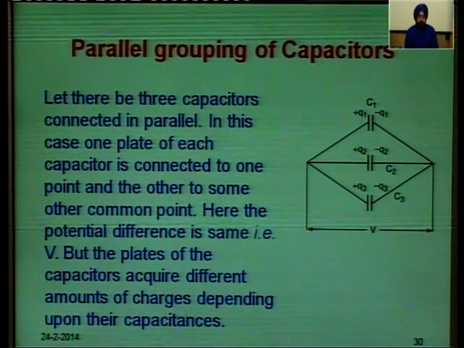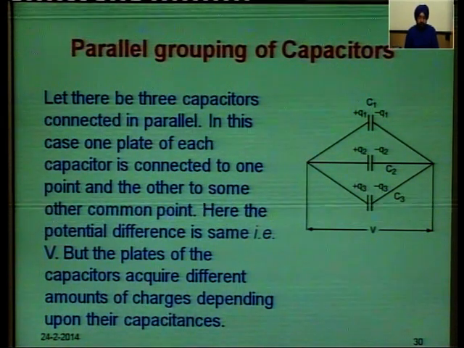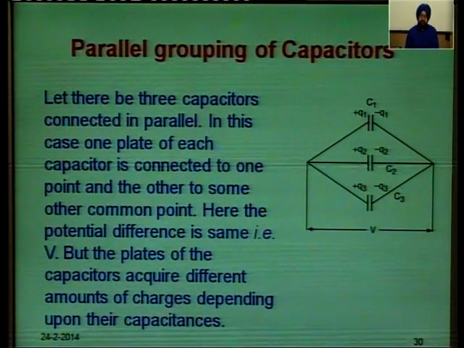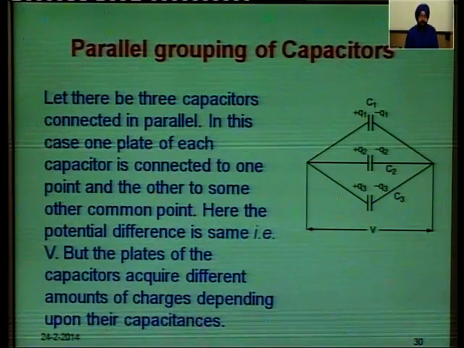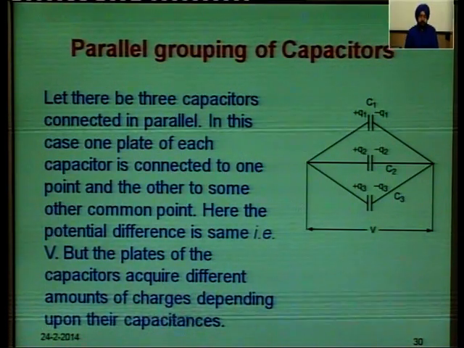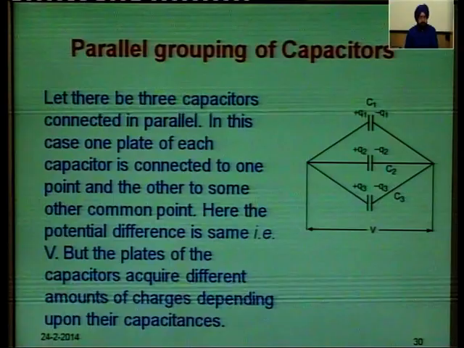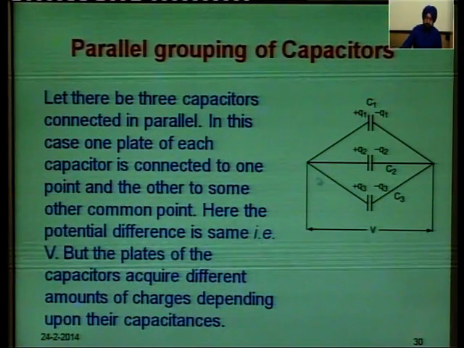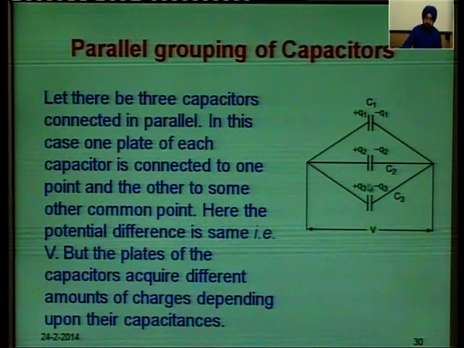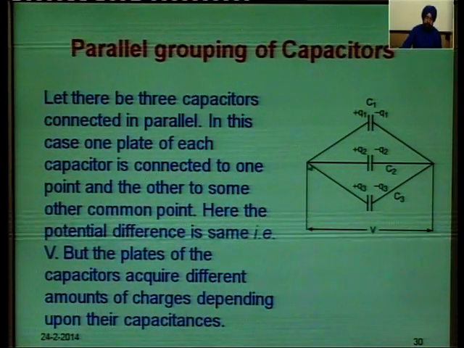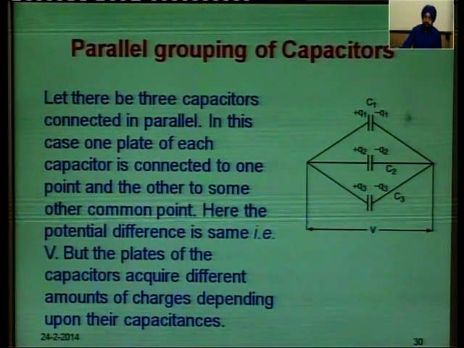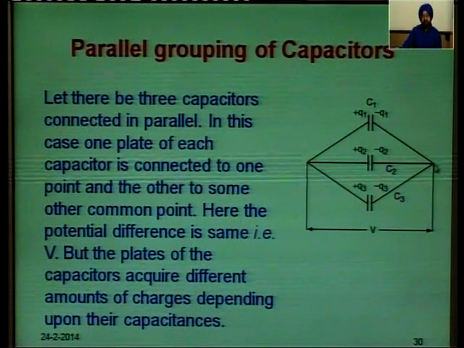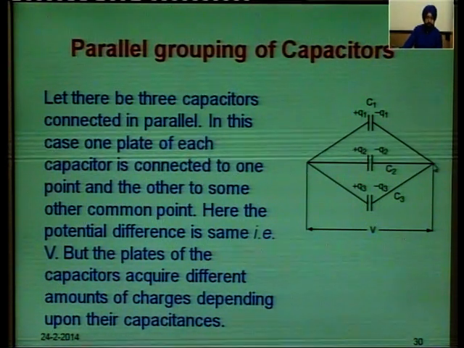Then is parallel grouping of capacitors. Here what you see, that first plate of each capacitor is connected to one point and the second plate of each capacitor is connected to the second point. So, the points are common. These three plates, that is the first plates, they have a common point here, and the second plates of the capacitors C1, C2 and C3 have a common point.